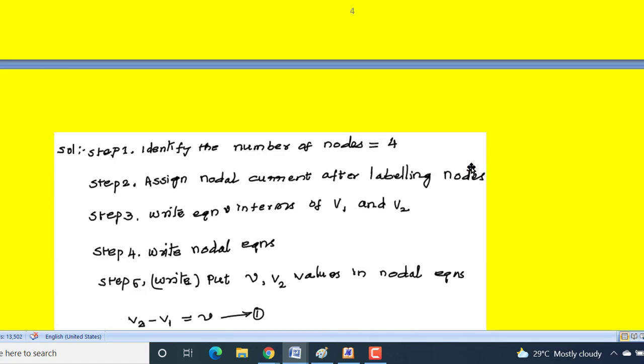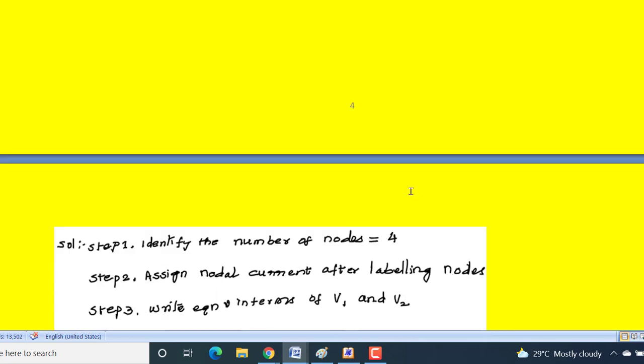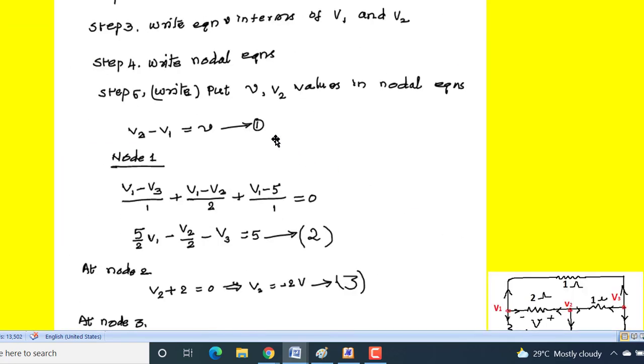Once this is done, we can write what is small v. Small v is nothing but, its polarity is already fixed. So it is at higher potential, that is V2 minus V1 is equal to small v. And we say that is equation 1.